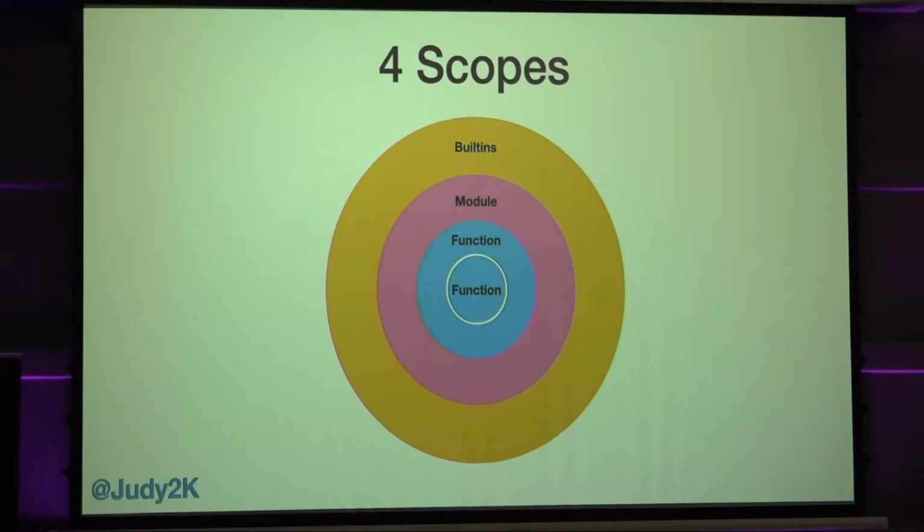So this is our new four scopes. We've got functions, modules, and built-ins. And that blue circle could go on forever because you've got functions inside functions inside functions. Don't do that.